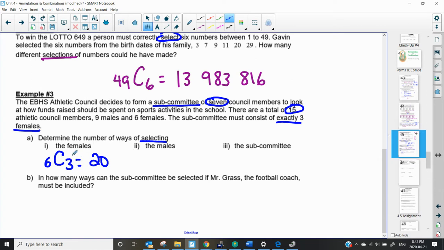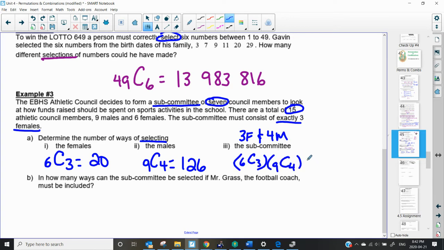Now, if we have 3 females serving on the committee, that means we still need 4 other members. And so there's 9 males, and we're going to choose 4 of them. And 9 choose 4 is 126. So how many different ways can we form this subcommittee? Well, this subcommittee is made up of 3 females and 4 males. So it's going to be 6 choose 3 times 9 choose 4, because in math, and means multiply. So if we multiply that out, we've got 20 times 126, which is 2,520.